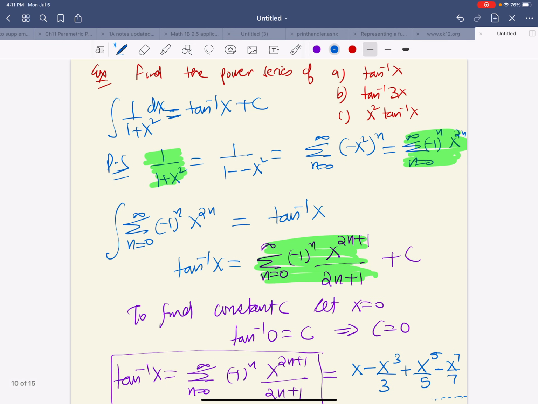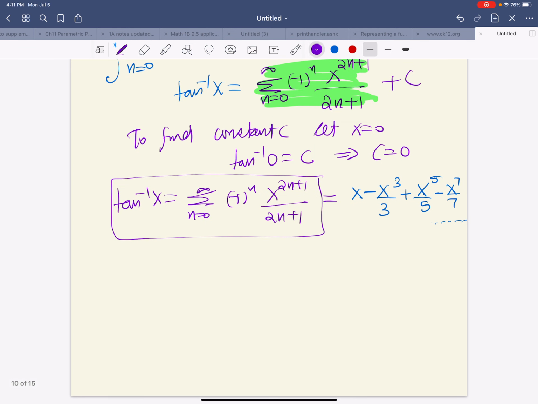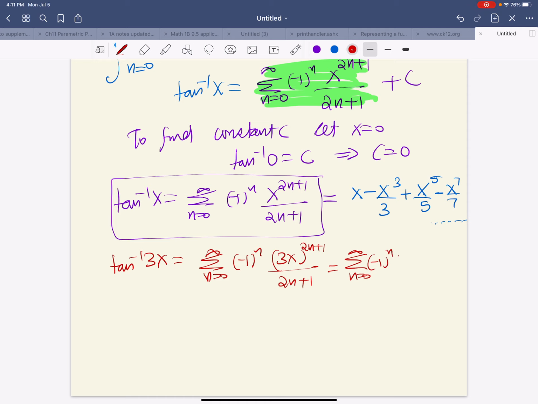How do you find the power series for tangent inverse 3x? Well, we can just substitute. Tangent inverse 3x would be summation n is equal to 0 to infinity, negative 1 to the power n, (3x) to the power 2n plus 1 over 2n plus 1. With a little simplification, I can pull the 3 out and say this is summation n is equal to 0 to infinity, negative 1 to the power n, 3 to the power 2n plus 1, x to the power 2n plus 1 over 2n plus 1. And that's my power series for tangent inverse 3x.